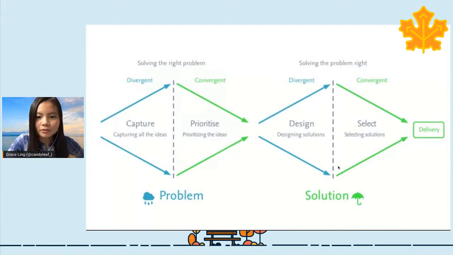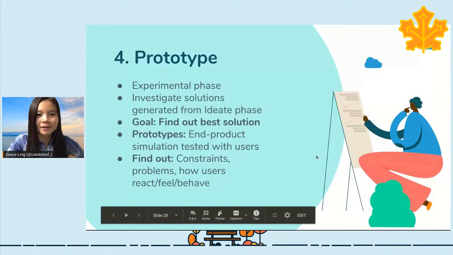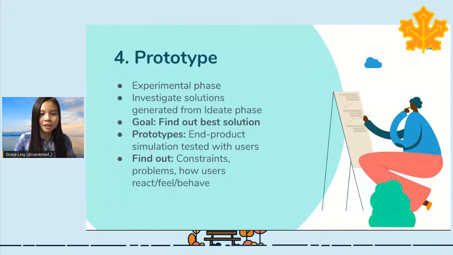And this is when you want to diverge again and think of all these ideas. And now you want to prototype it. So after you've narrowed down to the ideas you want to solve for, you want to put on your scientist hat and experiment, and explore solutions.